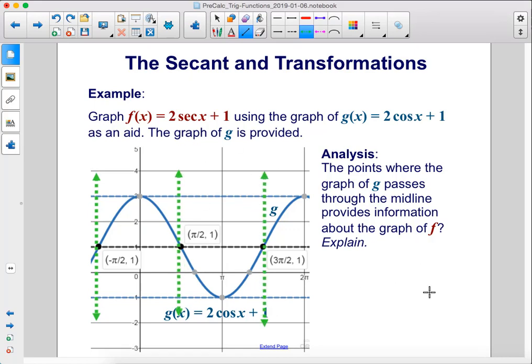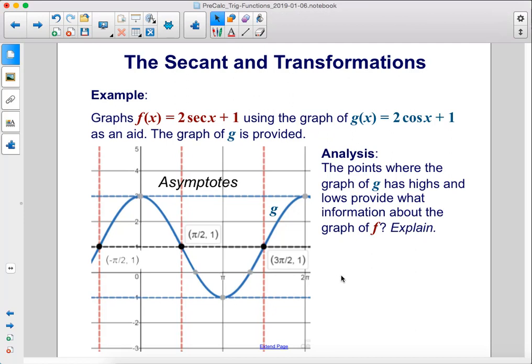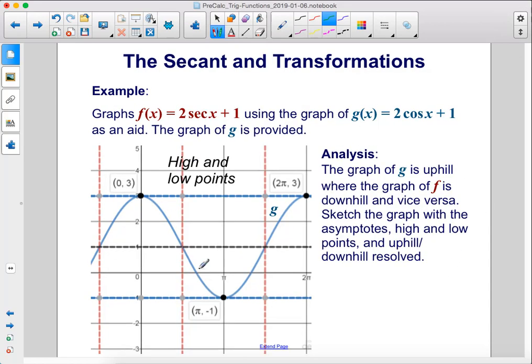The points where the graph of g has highs and lows provide what information about the graph of f? Well, they're going to share these maximums and minimums. A maximum of g is going to be a minimum for f, and a minimum for g is going to be a maximum for f. The graph of g is uphill where the graph of f is downhill, and vice versa. Sketch the graph with the asymptotes, high and low points, and uphill, downhill resolved.